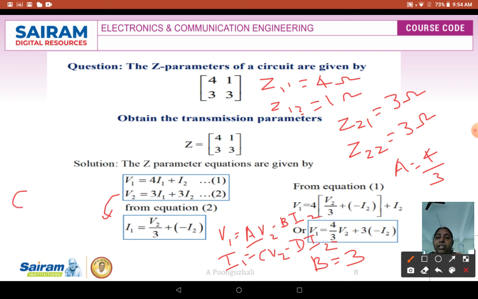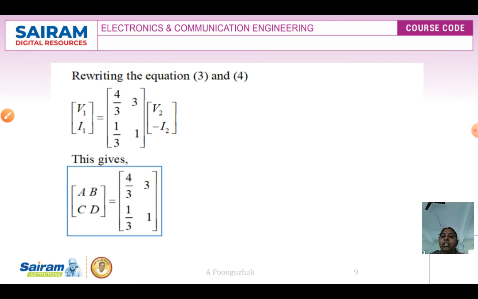Next is C. Comparing with the I1 equation, C into V2, so C is 1 by 3. Similarly, D is minus 1. So these are your ABCD parameters. From the Z parameters, I can directly find the ABCD parameters: 4 by 3, 3, 1 by 3 and 1. This is how you find these parameters. Okay, thank you.